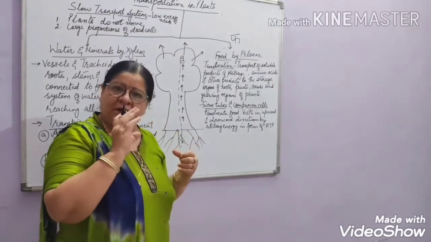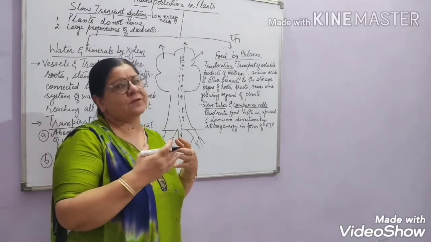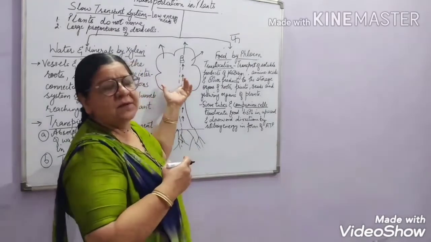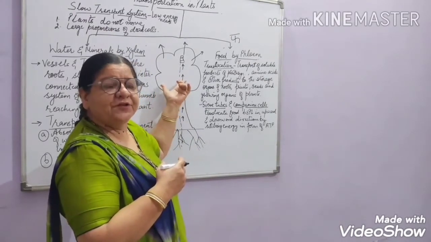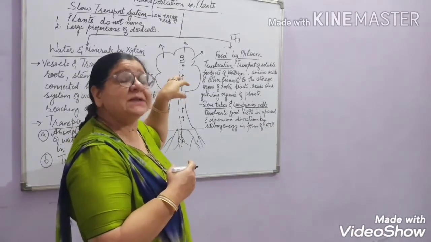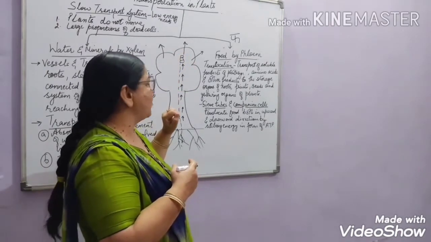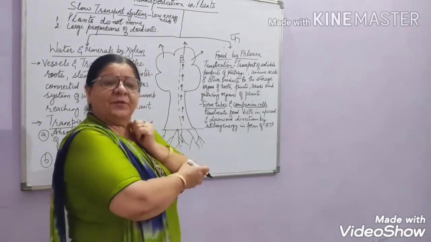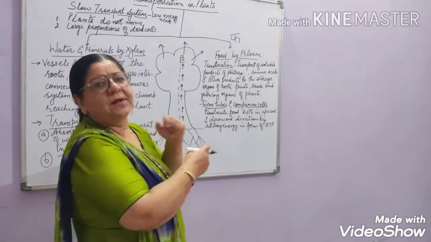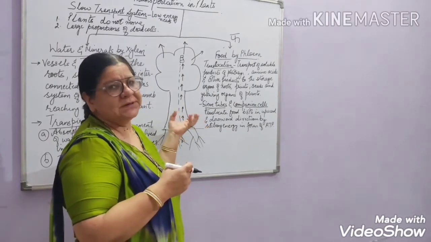So in short plants or small plants, it can simply take place through the process of diffusion. But in tall plants, it is the suction pull that is created by transpiration that helps in pulling the water up, especially during the daytime. And at night time, of course, root pressure will play the important part.